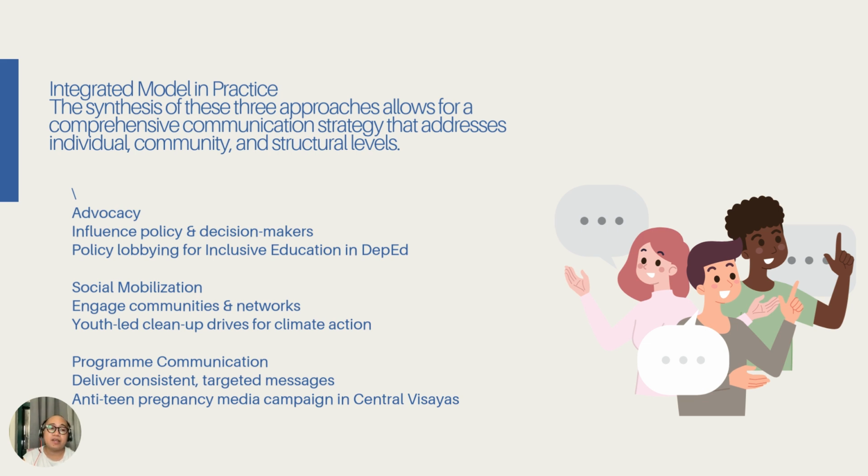To further discuss this, we want to integrate the model in practice. The synthesis of these three approaches allows for a comprehensive communication strategy that addresses individual, community, and structural levels. Advocacy, for example, influences policy and decision makers and helps the public, for lobbying on inclusive education. Social mobilization engages communities and networks. It can also help engage the youth, for example clean-up drives for climate action. And program communication delivers consistent, targeted messages. If we integrate these, we can create a good communication strategy for the individual, community, and structural levels.